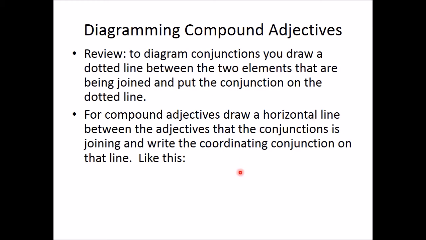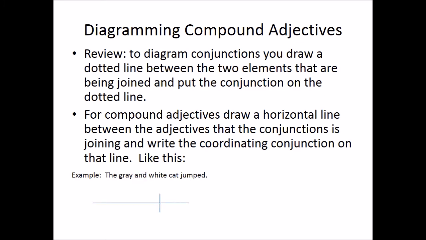It'll make sense if I show it to you. So it looks like this. Here's an example. The gray and white cat jumped. So you know that the basic sentence is cat jumped, subject, verb. And these words, gray and white, are describing cat, a noun, which makes them adjectives. And it's a compound adjective because there's two of them and they're connected by a coordinating conjunction. So this is what it looks like.